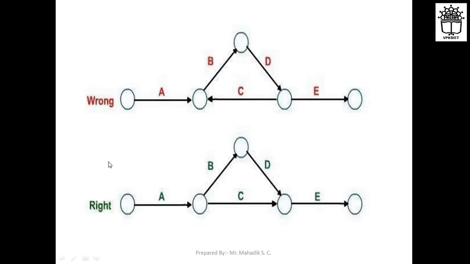So these are the two network diagrams, right and wrong, right? So you can identify which one is right and which one is wrong. There should not be a looping error like this. So that's why the bottom one is the correct one.